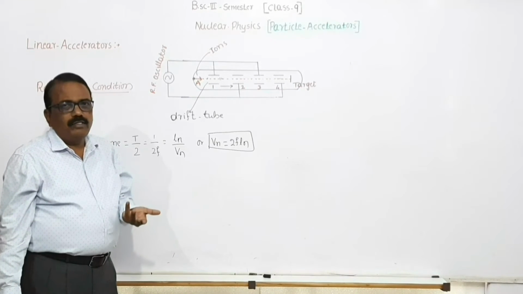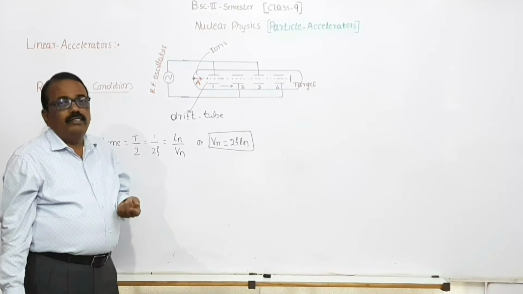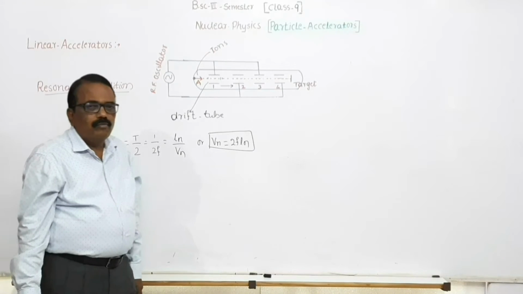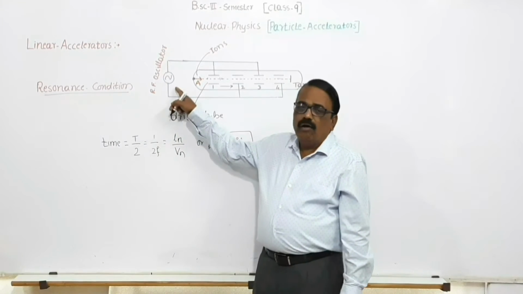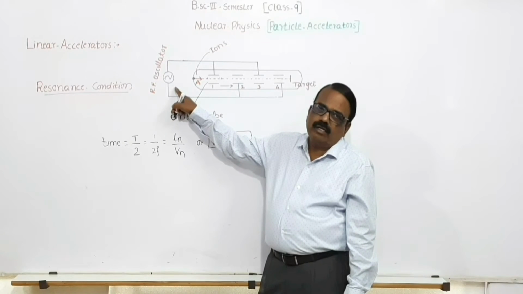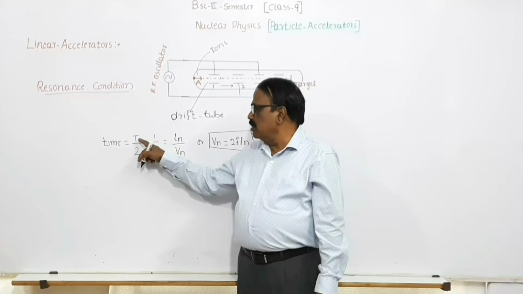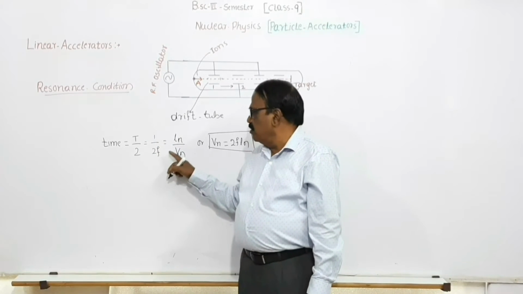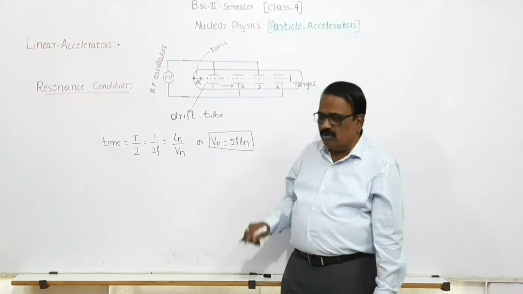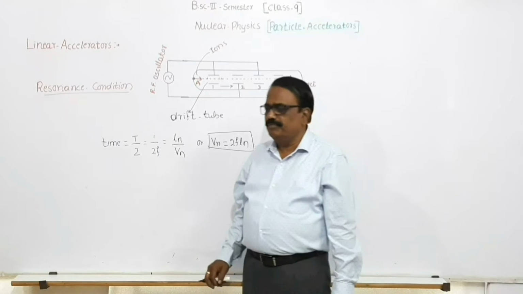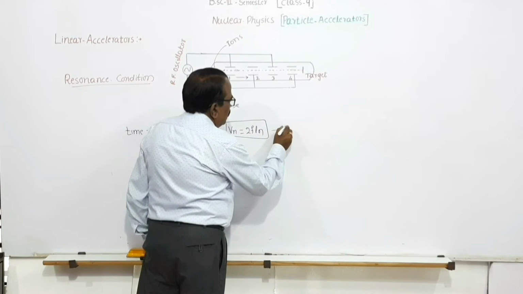What is that resonance condition? The time taken by the ion to travel through the drift tube at any stage must be equal to half of the time period T of this radio frequency accelerating voltage. So time is equal to T by 2. You know that T is 1 upon f. So this time is distance upon velocity, or Vn is equal to 2f Ln. Call this equation 1.